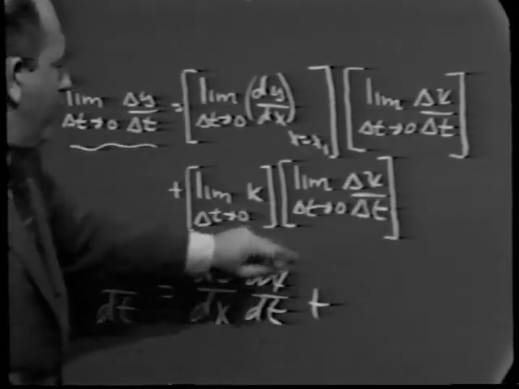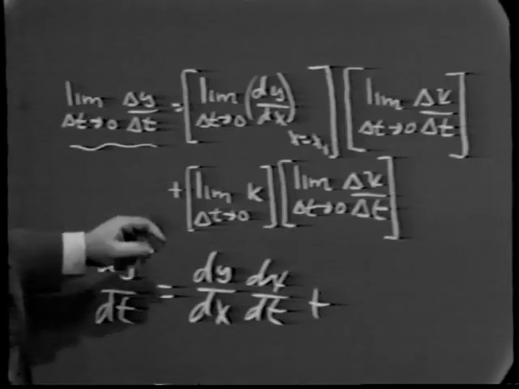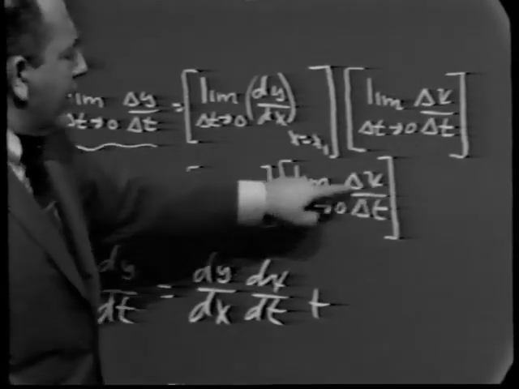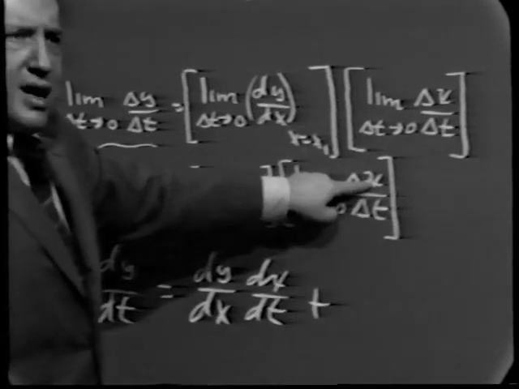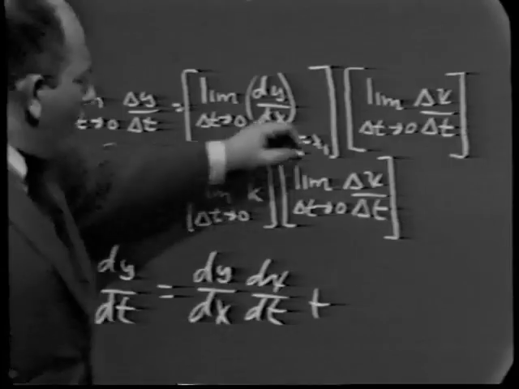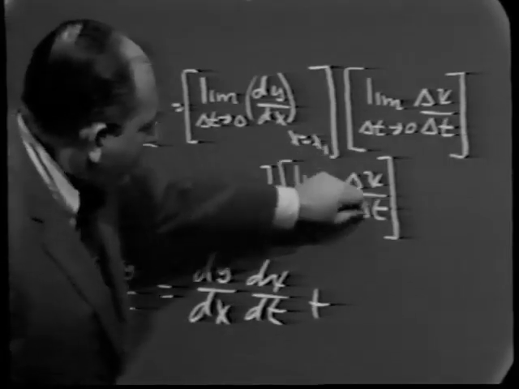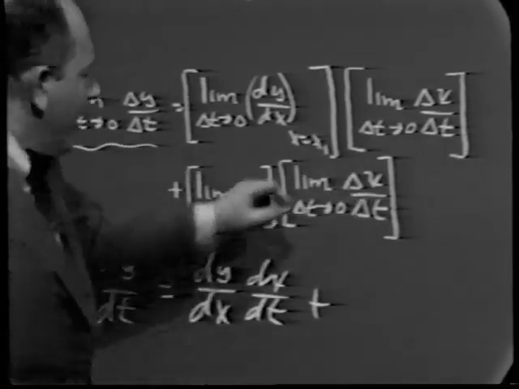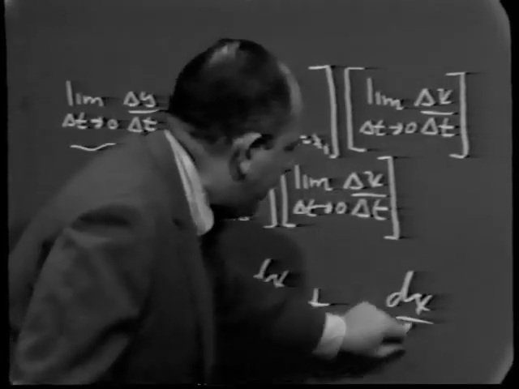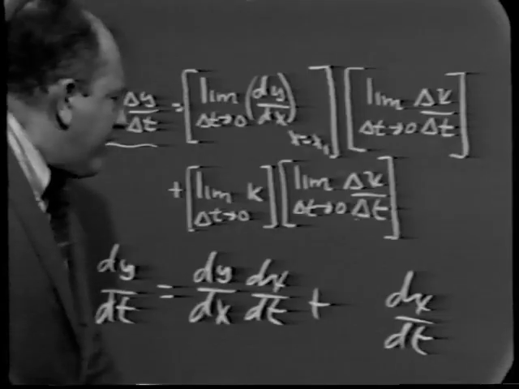Now we come to this term over here, and here's the key point. Many people say, well, as delta t goes to 0, so does delta x. That makes the numerator 0, and that makes the whole fraction 0. But the point is, that's not true. What is true is that both the numerator and the denominator are going to 0. This does not make it 0, but rather it makes it dx dt. That's the definition of dx dt.